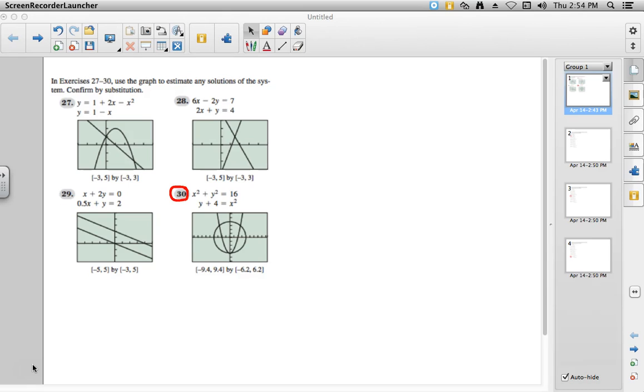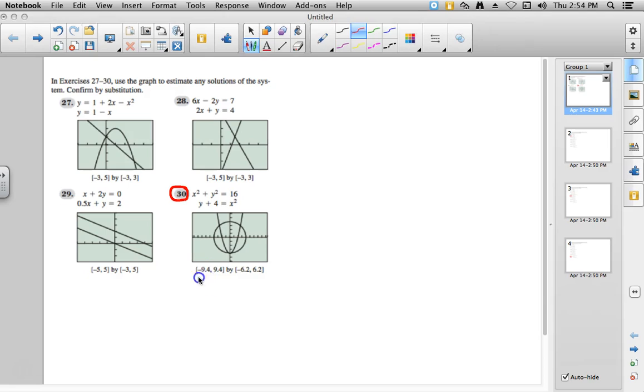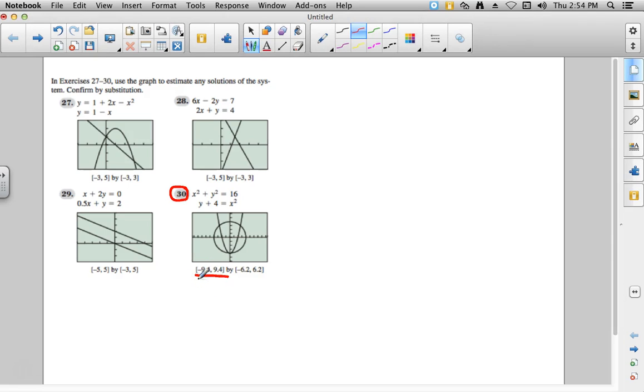So you wanted to look at what they used for intervals and figure out from the negative 9.4 to 9.4 that they had tick marks there of 1. So 1, 2, 3, 4, 5, 6, 7, 8, 9, and then just a little bit more. So that was going by ones. And the same thing for the y values, 1, 2, 3, 4, 5, 6. So they just put the 0.4 and the 0.2 basically on there to give you just a little bit of space.